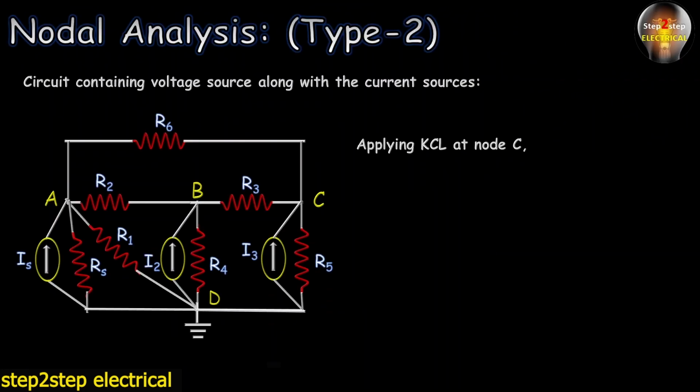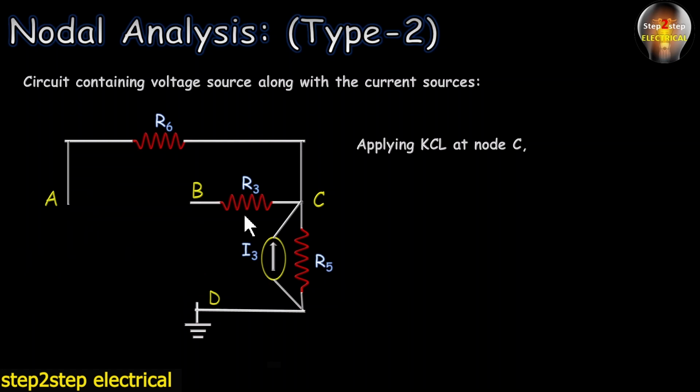Now let's apply KCL at node C. Again here we will remove all the elements and branches that have no concern with node C. So you get this, and now again we will assume which of the currents enters node C, and which of the currents leave the junction.